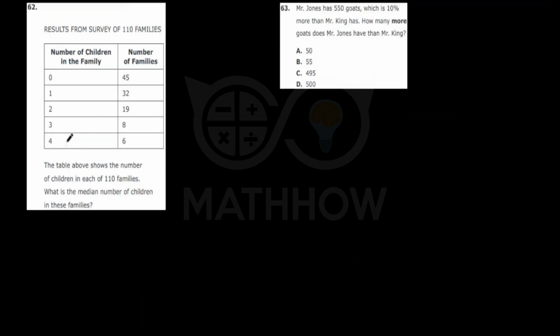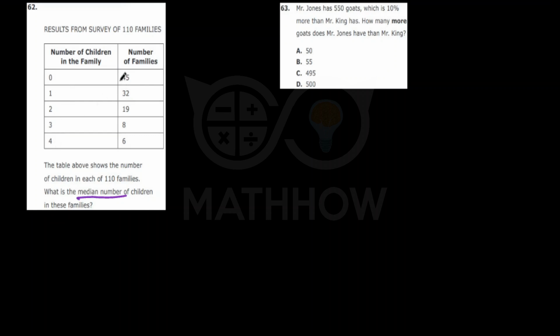Question number 62. Results from survey of 110 families. Number of children in the family and number of families. The table above shows the number of children in each of 110 families. What is the median number of children in these families? The families are ordered from 0 children, 1 child, 2, 3 and 4.